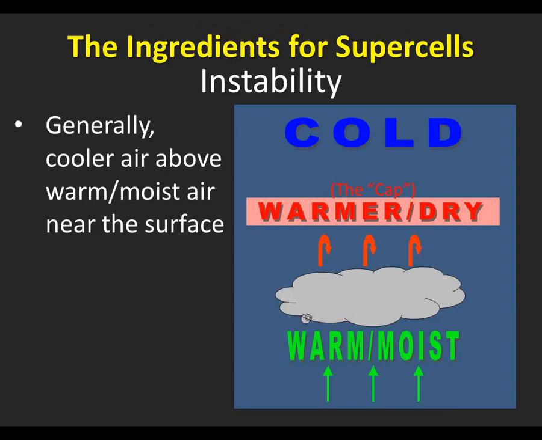Okay, we talked about moisture. Now the next ingredient that we need for supercells or severe weather is instability. And that generally means that we want colder, drier air above moist, warmer air near the surface, and that creates instability.